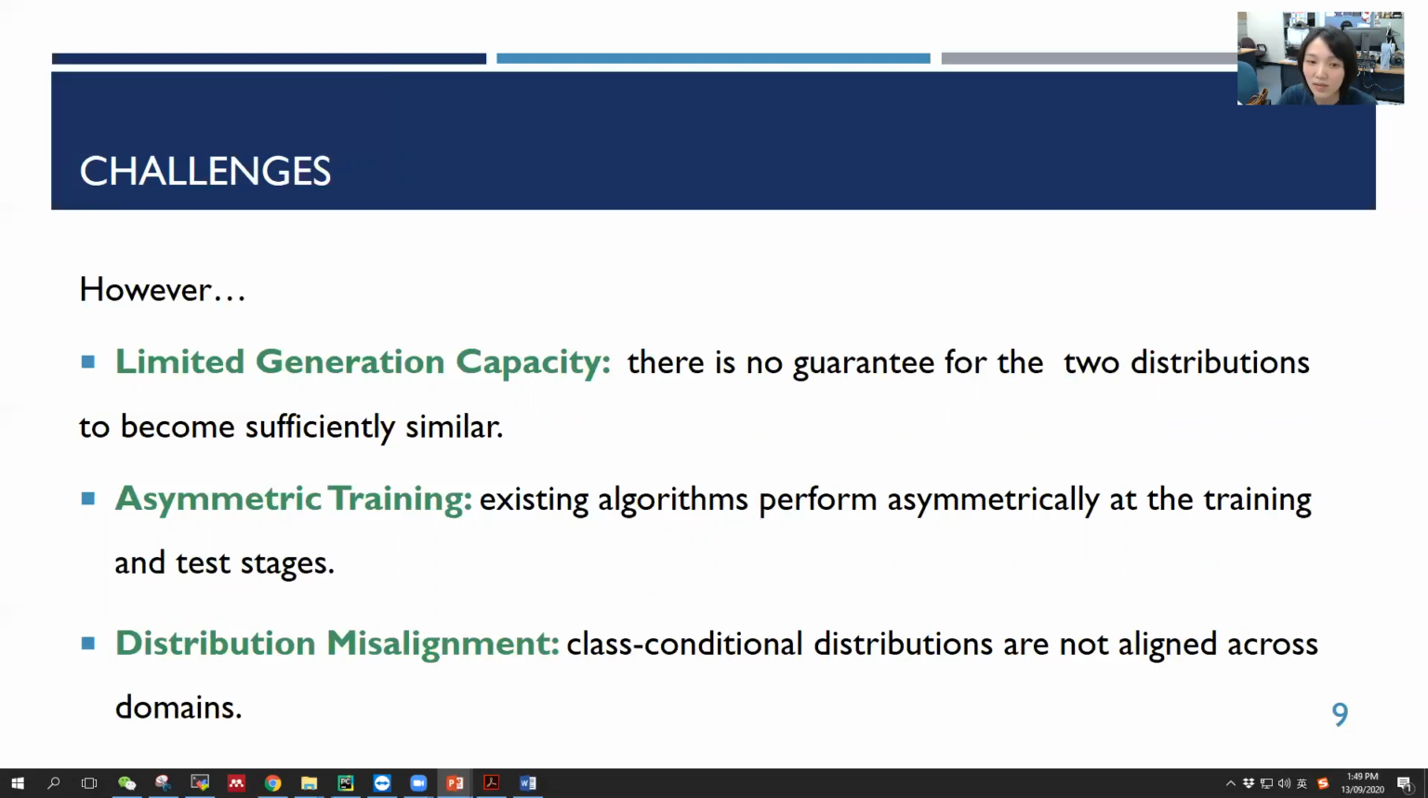Third, utilizing a general domain classifier for adversarial learning is only able to match marginal distributions, and so does not align the class conditional distributions. And the video recognition models trained in this manner are less likely to achieve class-wise alignment.